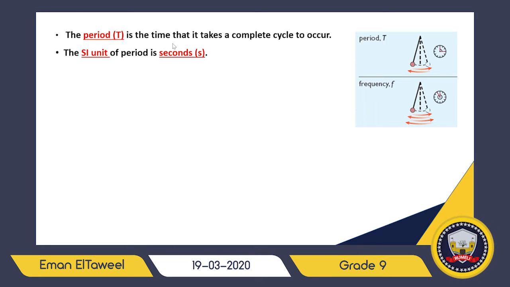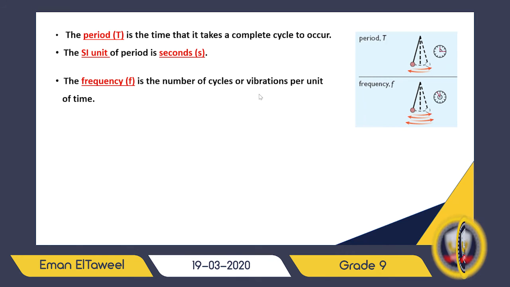So period is the time that it takes for a complete cycle to occur, which is measured in seconds. Since it's time, it's measured in seconds. So what about the number of oscillations or vibrations or cycles taken by the body in 1 second, or in a unit time? It's called frequency. So frequency means the number of cycles or vibrations per unit of time.